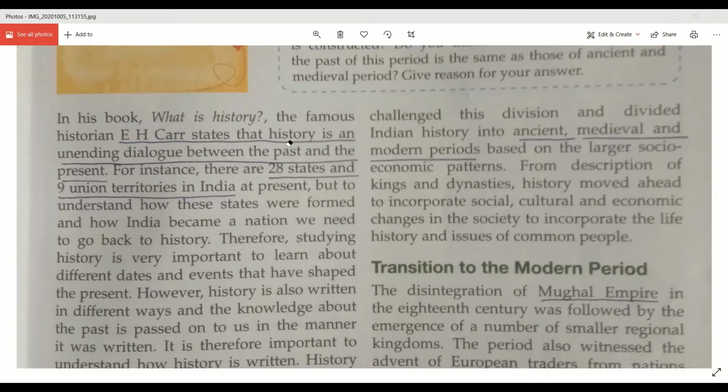It's very simple. It says history is an unending dialogue, meaning the dialogue does not end. And between whom does this happen? Between the past and the present. So, according to E.H. Carr, history is an unending dialogue between past and present.